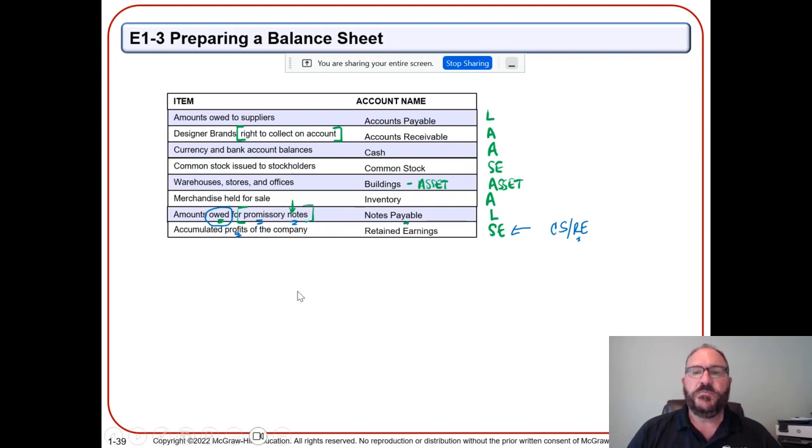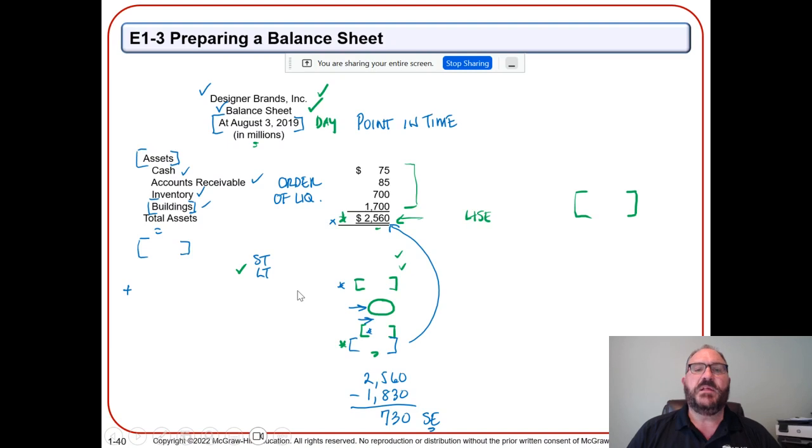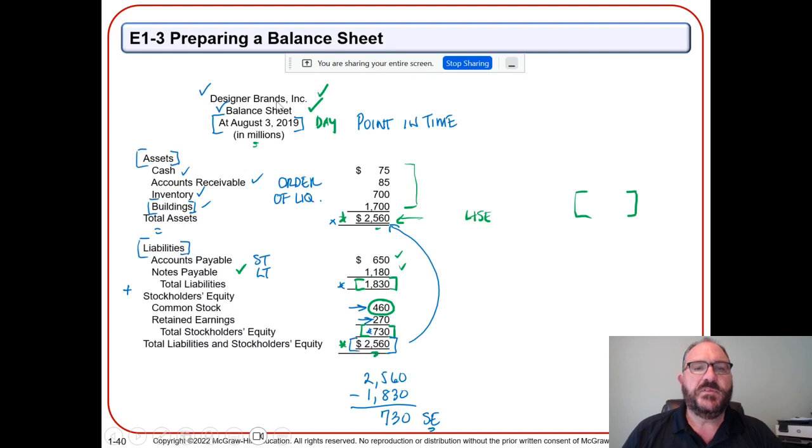So now we're going to go make that balance sheet. You start at the top: Designer Brands, the name, balance sheet, here's the date, it's in millions. Remember, point in time. Then we start listing our assets, and all you do is go back there and look.